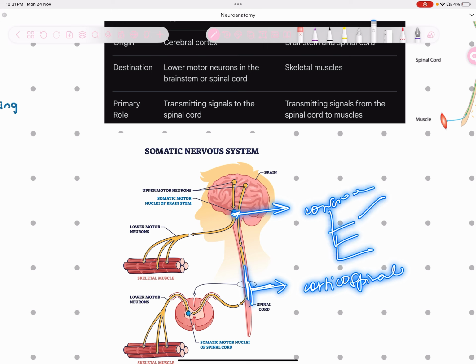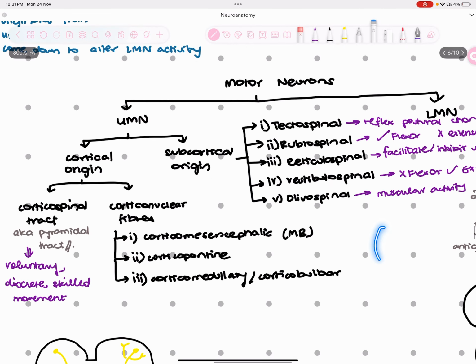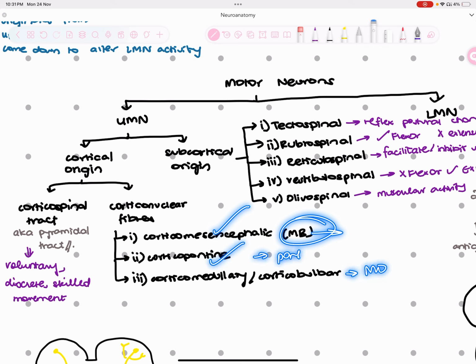So one would be corticomesencephalic because of the midbrain, corticopontine because of the pons, or corticomedullary or corticobulbar because of the medulla oblongata. So here, corticomesencephalic. If you can recall the transverse section of midbrain, we studied that there was central gray matter, then you had cerebral aqueduct, and here you had mesencephalic nuclei of the trigeminal nerve. So exactly, that was midbrain. So corticomesencephalic, corticopontine pons, and then you have corticomedullary medulla oblongata. This is also known as corticobulbar. So these all are brainstem.